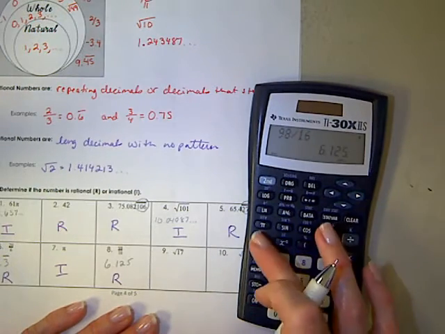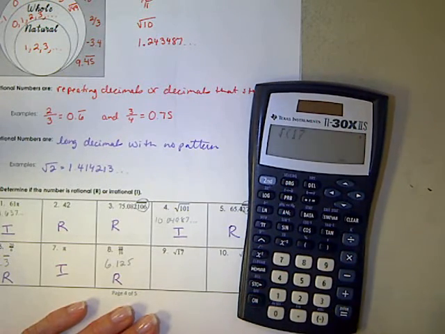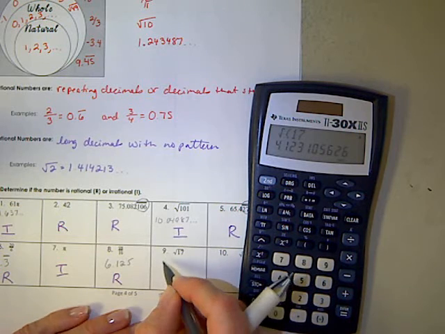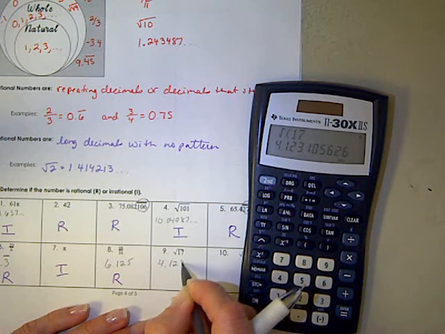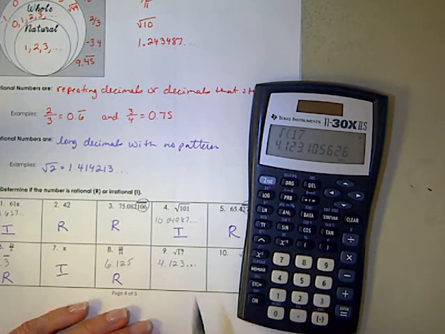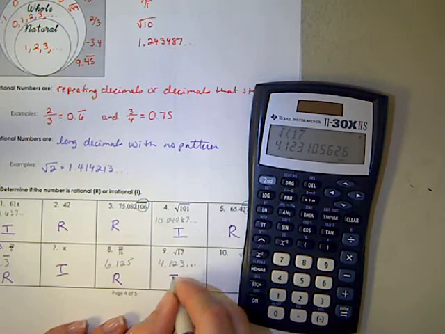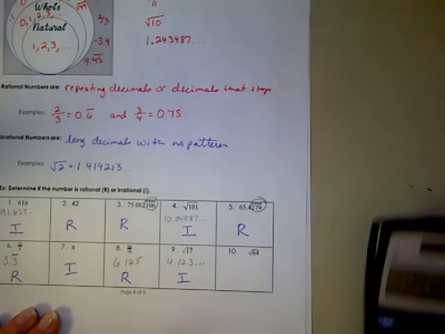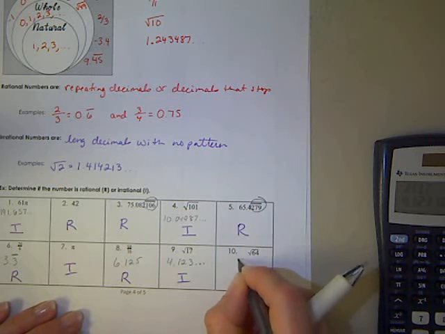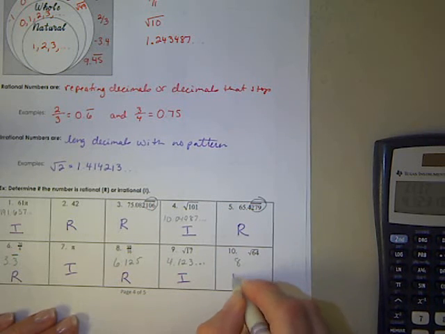Square root of 17 is 4.123, and then I don't see anything that is repeating, so that's irrational. And the last one, square root of 64, is 8. That is a rational number.